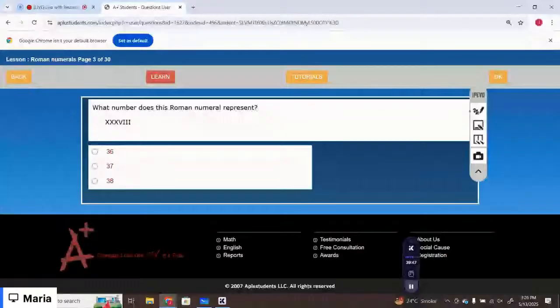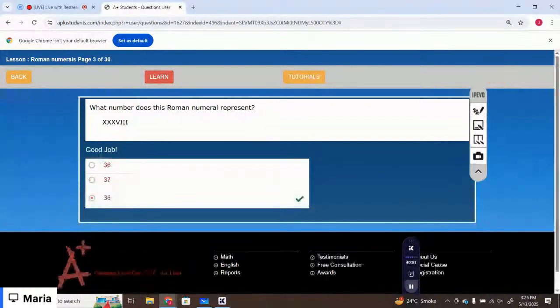What number does the Roman numeral represent? That is 38. Option number 3 is the correct option. 38 it is.